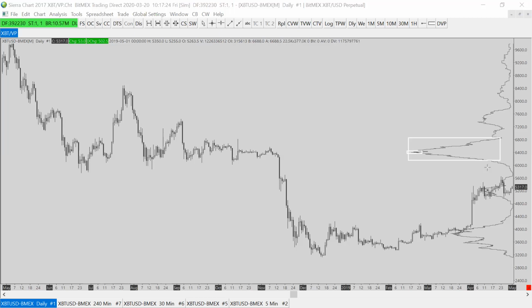And it's the edges of these high volume areas where the volume begins to drop off dramatically. Let me just clear this drawing. Okay, where the volume begins to drop off dramatically.